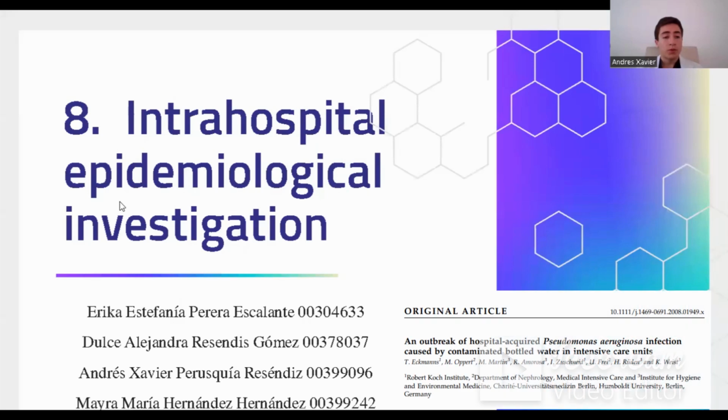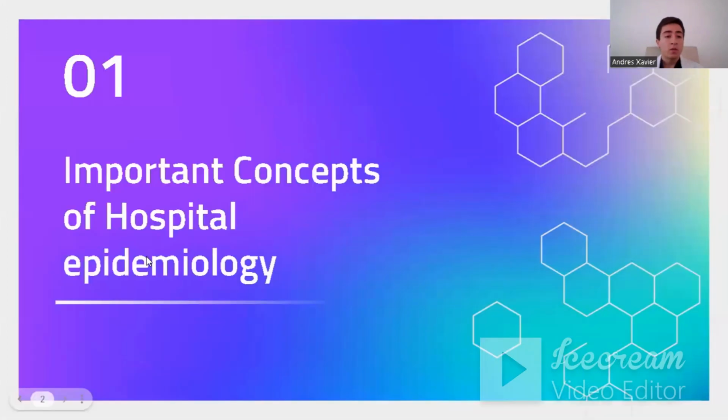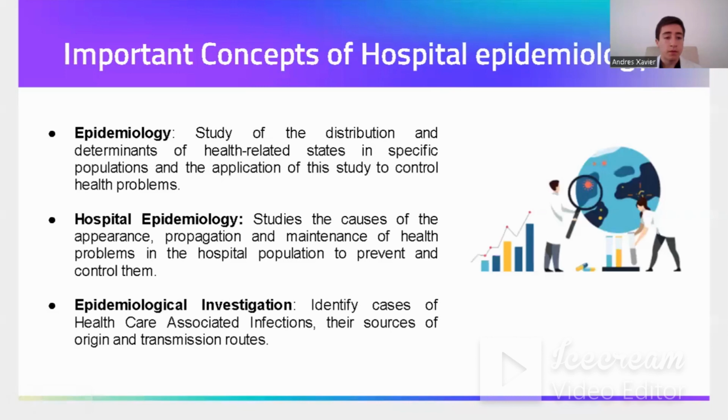Hello, welcome to activity number 8, Intrahospital Epidemiological Investigation, and we are going to start first with important concepts of hospital epidemiology. First, we have epidemiology, that is the study of the distribution and determinants of health-related states in specific populations and the application of this study to control health problems. Then we have hospital epidemiology, that studies the causes of the appearance, propagation, and maintenance of health problems in the hospital population to prevent and control them.